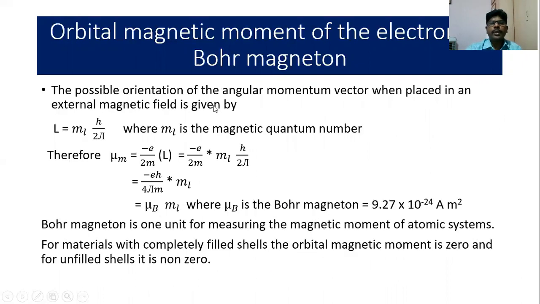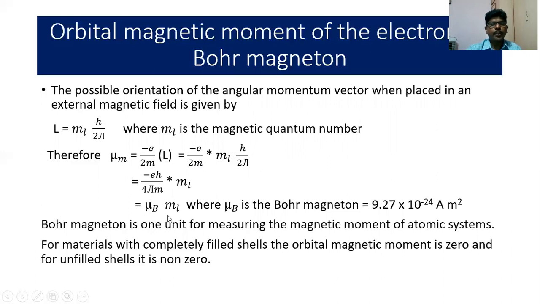The possible orientation of the angular momentum vector when placed in an external magnetic field is given by capital L is equal to ml into h by 2 pi, where ml is the magnetic quantum number. Therefore, mu m becomes, substituting the value of L, minus e by 2m into ml into h by 2 pi. So we get ultimately mu m is equal to minus e h by 4 pi m into ml.